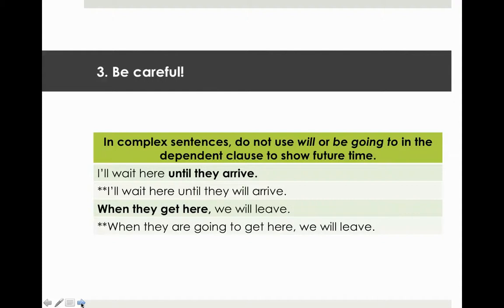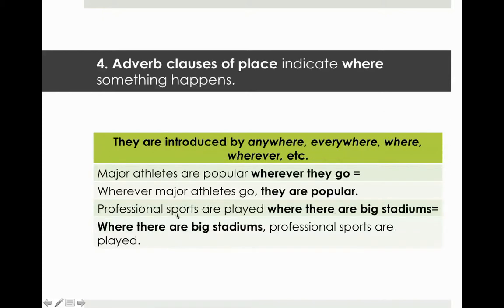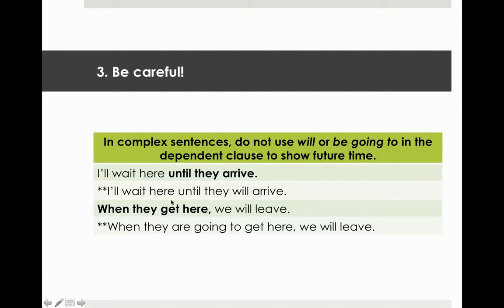And another way to express that idea is, when they get here, we will leave. I'll wait here until they arrive. It means when they get here, we'll leave. And notice that you are using a present tense verb in the subordinate clause, even though you're talking about the future. We've talked about that before. I'm sorry, no, I'm talking about over here. Okay, in the subordinate clause, you're going to use the present tense, even though you're talking about future time.